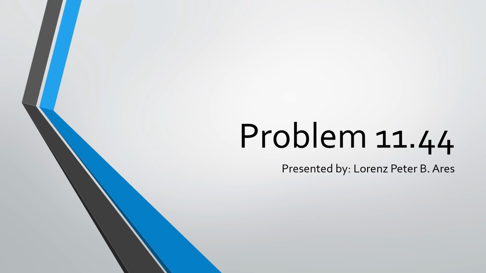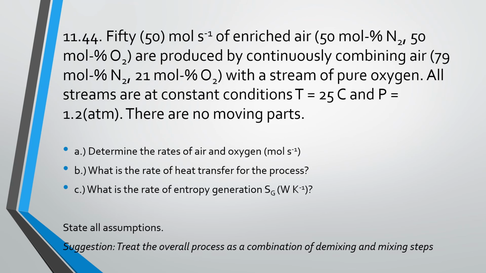Problem 11.44, presented by Lawrence Peter B. Ares. 50 mole percent of enriched air containing equimolar N2 and O2 gas are produced by continuously combining air containing 79 mole percent of N2 and 21% O2 with a stream of pure oxygen. All streams are at constant conditions, 25 degrees C, and a pressure of 1.2 atm.